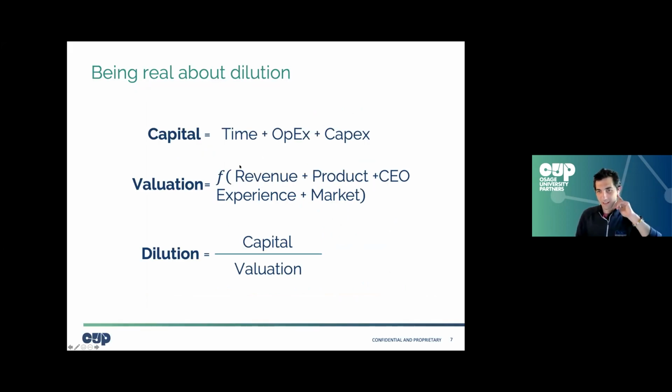The capital that you need for your company is a function of time, salaries, what it costs to run your different businesses, and how much CapEx you need to buy. Valuation is some mysterious unknown function that we investors come up with, based on how much traction you have, how you've been executing on your product development, your team's experience, and the market you're going after. Dilution is simply the division of those two numbers. So if you want to be capital efficient, you are driving the amount of capital you need down to increase your valuation. That's really where you should be focusing.